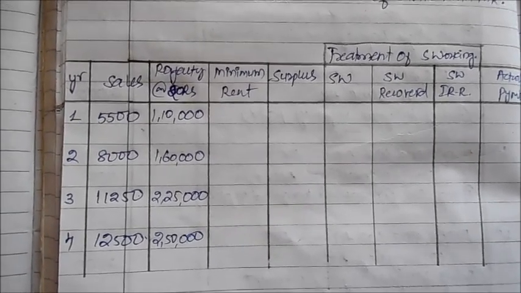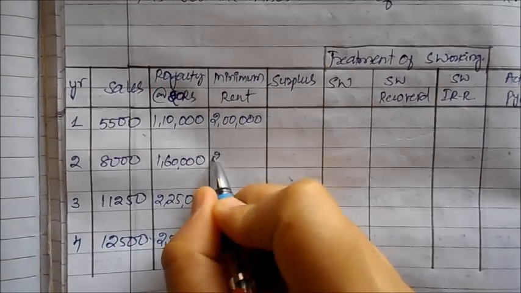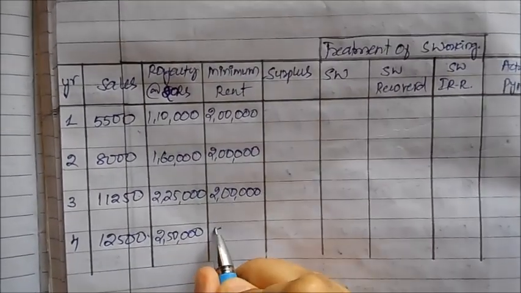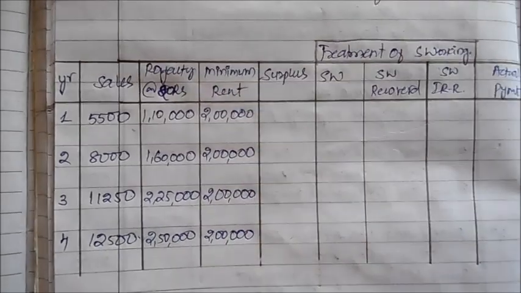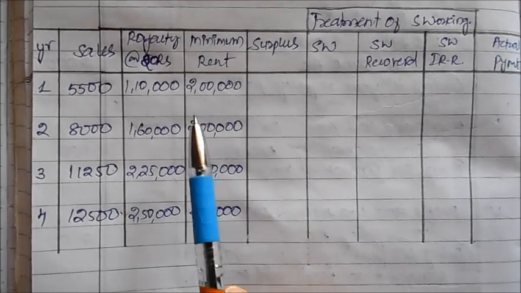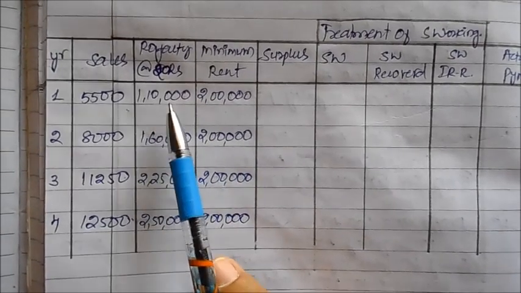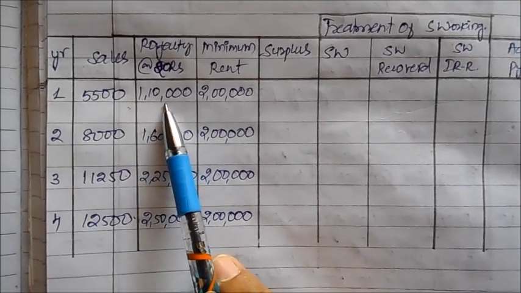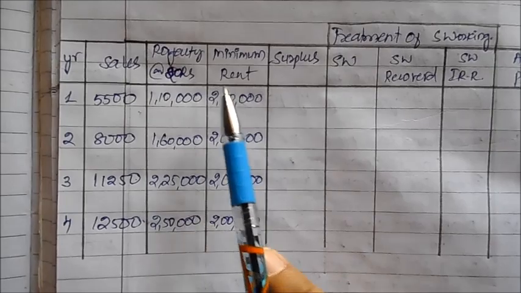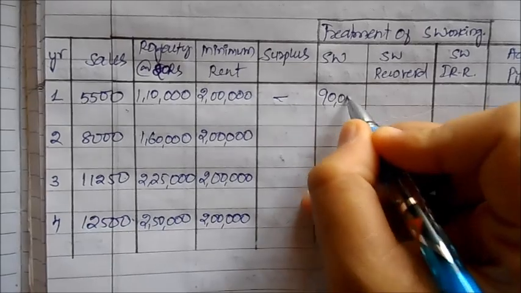Very clearly, the minimum rent was told to be 2 lakh rupees every year. So 2 lakh, we will just write it here. Simple. No complexities, no difficulties, extremely easy to understand. Now, how do we exactly find out surplus or short working? Whenever your minimum rent is more than the royalty, that means what I had expected to pay is less than what I actually paid. I paid more than what is expected. Then obviously it will become short working of 90,000.